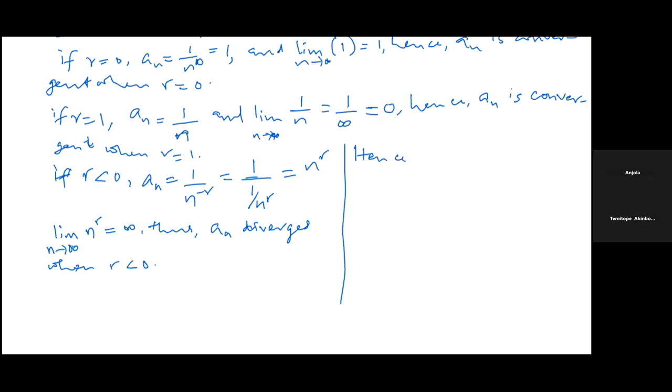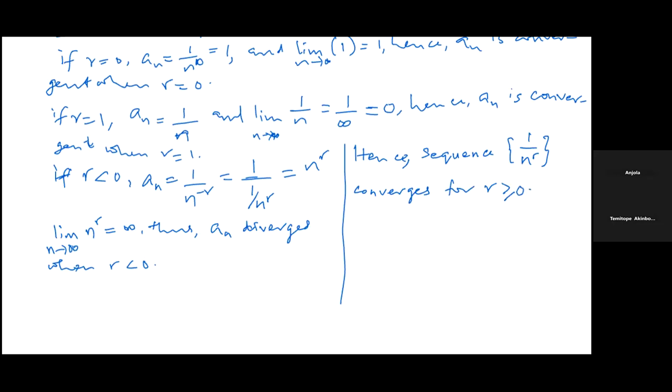Hence, the sequence 1 over n raised to power r converges for r greater than or equal to 0. Do you agree with that? Because when it is 0, it converges.